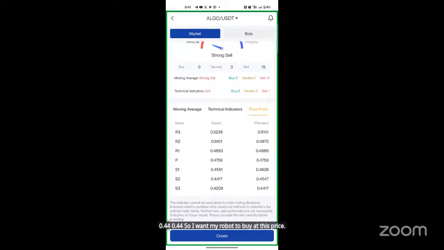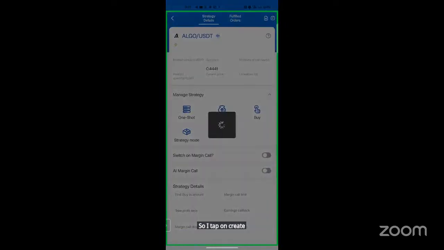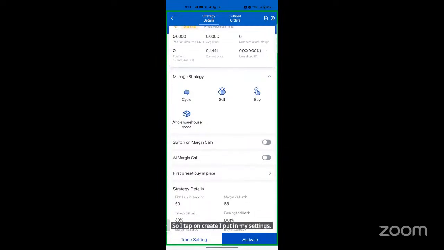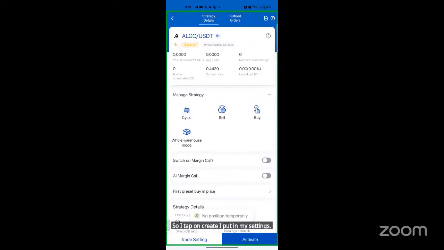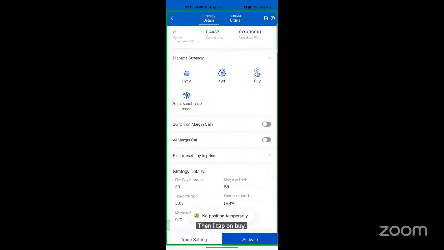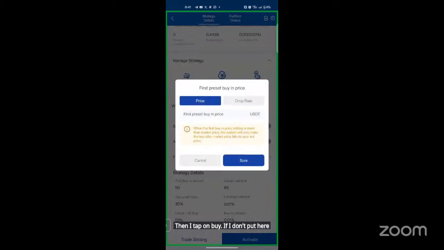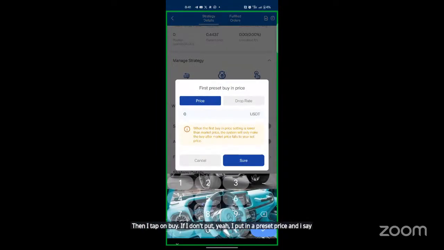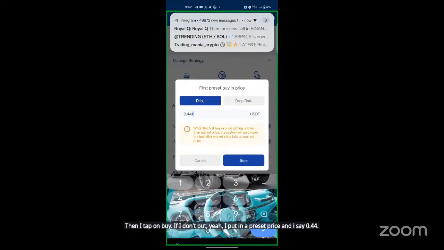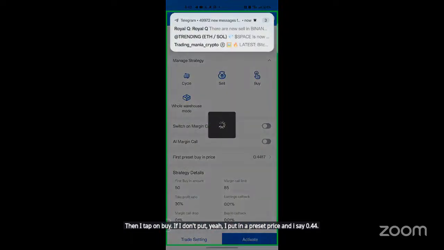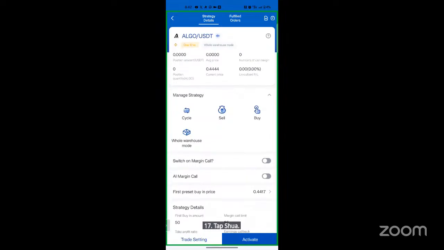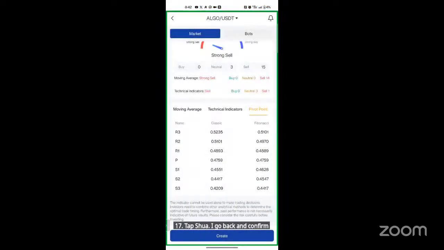So I tap on create. I put in my settings. Then I tap on buy. If I don't put it here, I put in a preset price and I say 0.4417. Tap sure. I go back and confirm 0.4417. There is also this one, 0.45, but I'll take this one which is lower. Then I create.